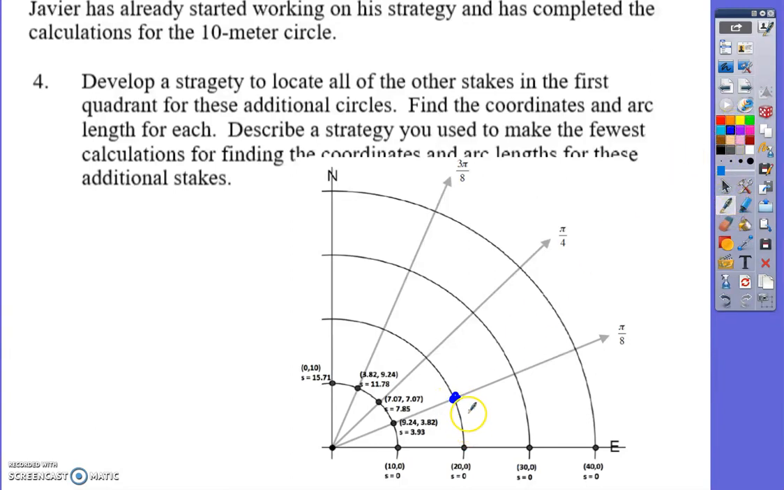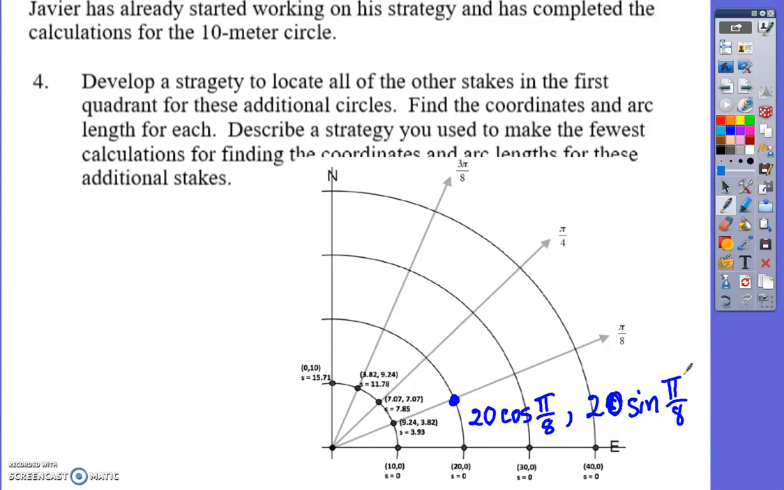So the radius on this one is 20, so we'd have 20 times the cosine of the angle, comma, 20 times the sine of the angle. Make sure you're in radian mode on your calculator. First one's cosine. And again, make sure you are in radian mode as you go to do this and not in degree mode. Otherwise, you need to switch to 22.5 degrees.